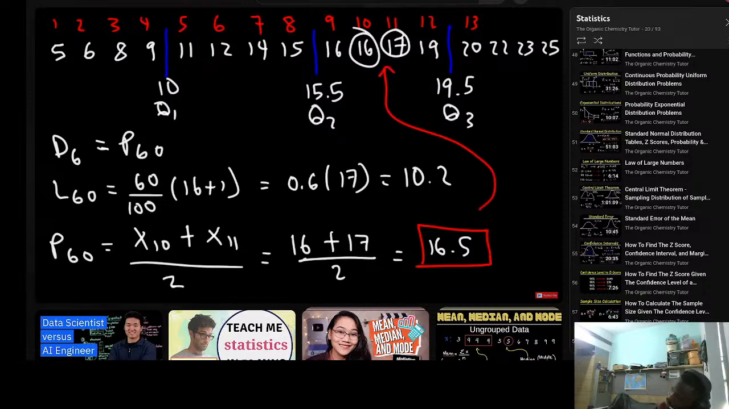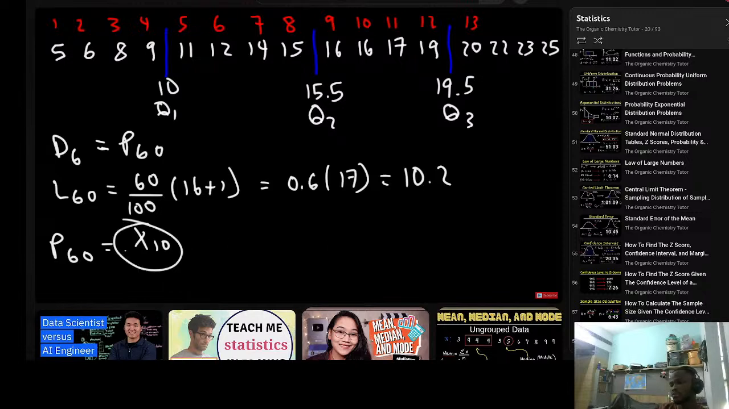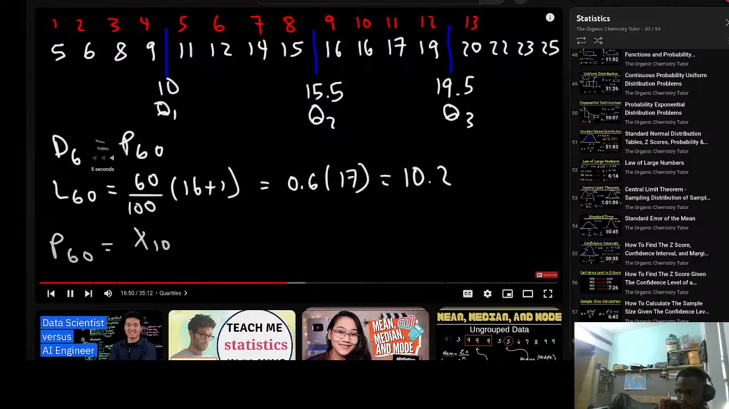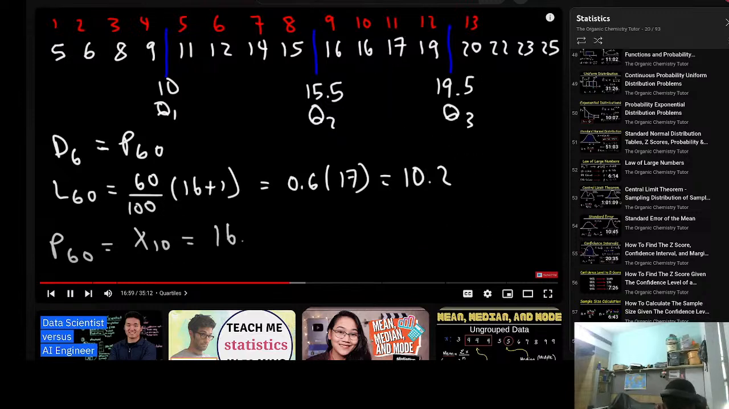That is, of course, if we follow the same process as we've been doing. However, I'm inclined to think that the 60th percentile is based on the 10th value in the list. Well, for one thing, 10 is very close to 10.2. And the 10th value in the list is 16.